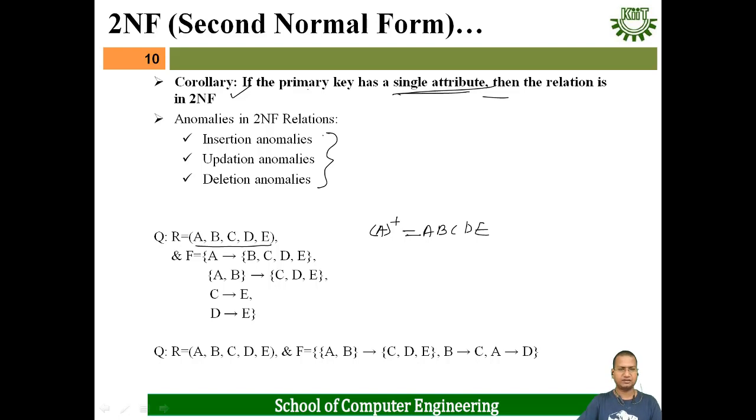Is there any other attribute which will be a candidate key? No. That means key attribute is equal to A. Then what are the non-key attributes here? Non-key attributes are B, C, D, E. Is partial dependency present in this case? A determining B, C, D. Is it a partial dependency? No, because the whole key is determining the non-key attribute. This is not partial dependency. That means partial dependency is not present.